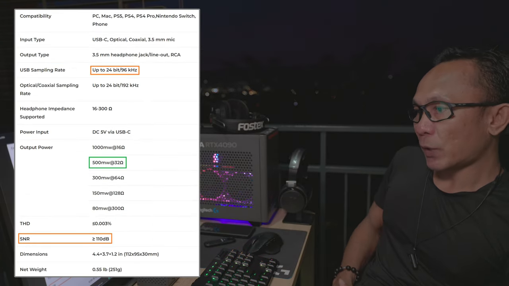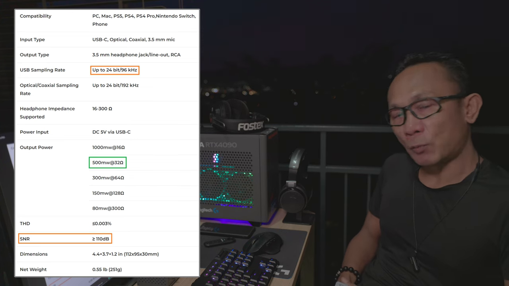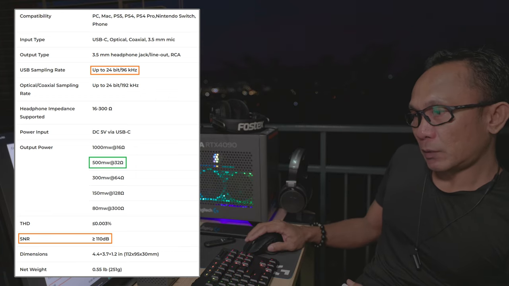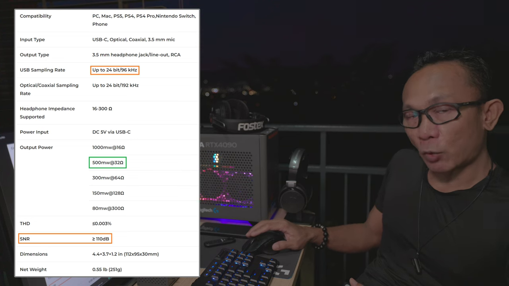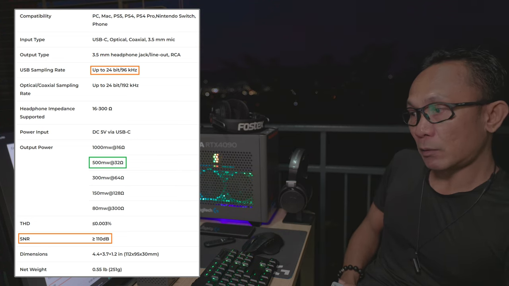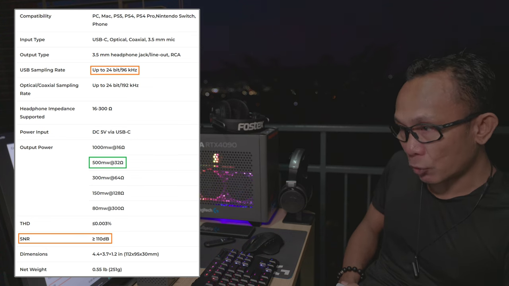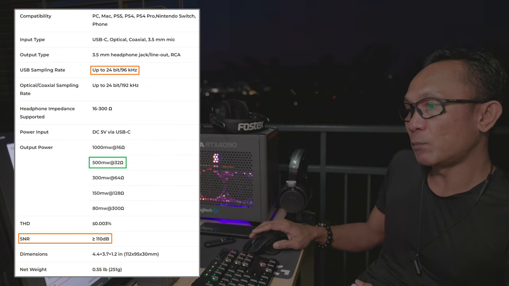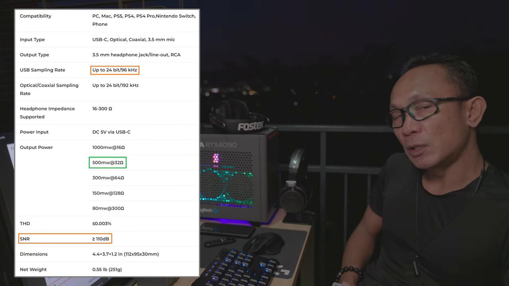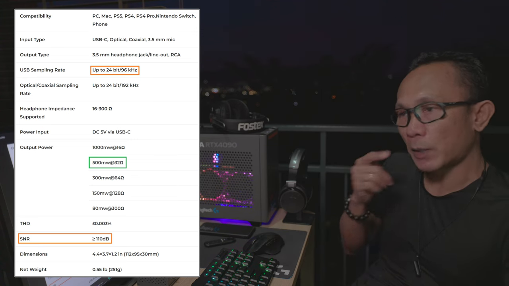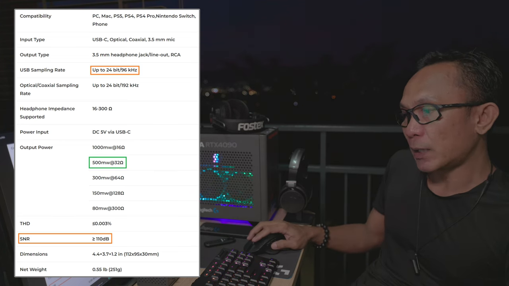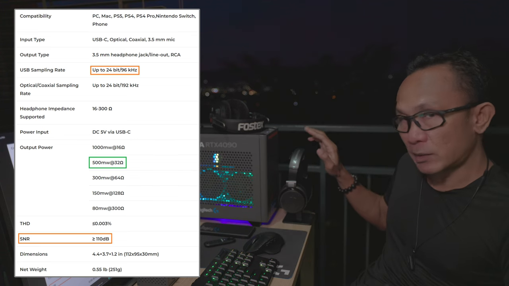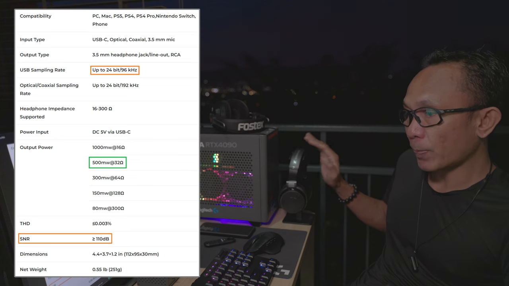So this is in fact, as I mentioned earlier, limited up to 24-bit, 96 kilohertz, and the output power rating itself, as can be seen here, is in fact offering quite high, 1000 milliwatt of power per channel at 16 ohm. But the one that's more applicable for most scenarios is probably this one, which is 500 milliwatt per channel at 32 ohm. Because 32 ohm is pretty much the most common standard used by many IEMs and headphones. And in fact, it is rated all the way up to 300 ohm headphones like this Sennheiser HD650 here.